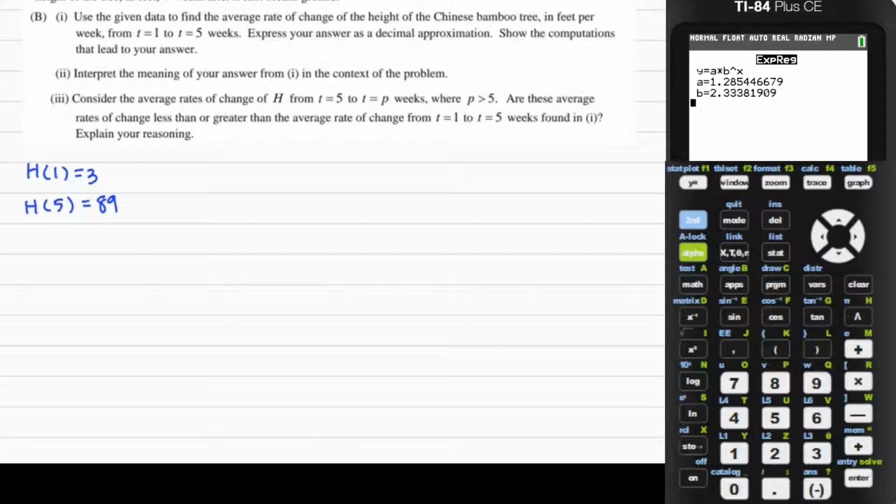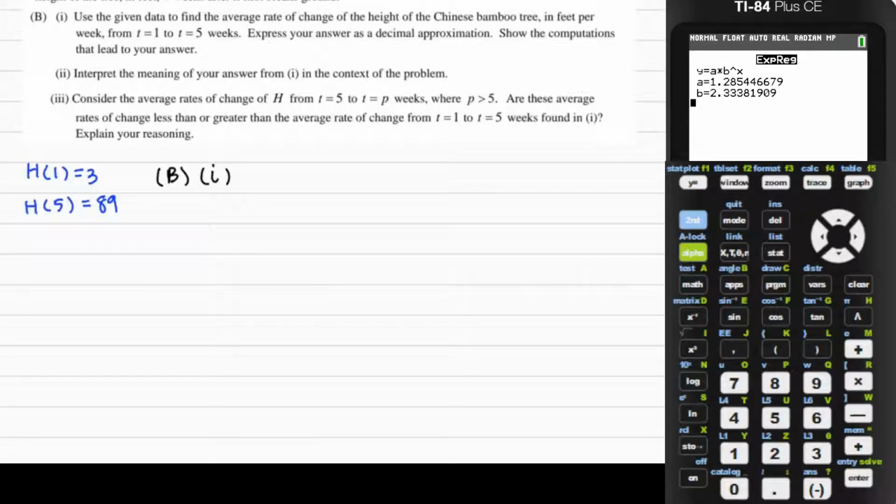Now, for part B, we're going to use the given data that h of 1 equals 3 and h of 5 equals 89 to find the average rate of change of the height of the bamboo tree in feet per week between t equals 1 and t equals 5 weeks. And we're going to express our answer as a decimal approximation, and show the computations that lead to our answer. All right, so average rate of change, that's slope between 2 points, that's rise over run.